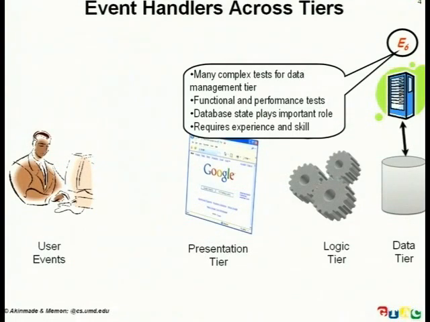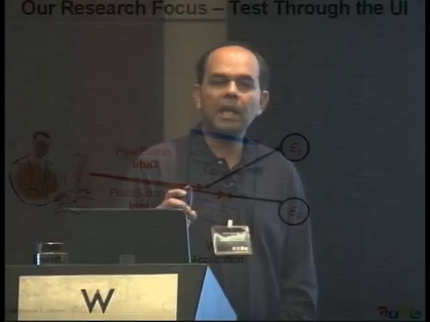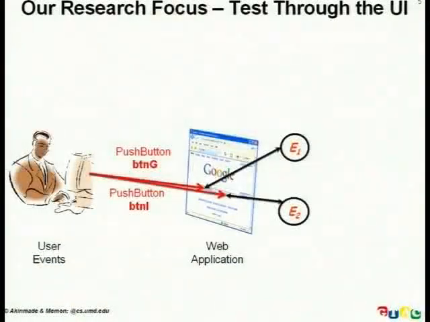For example, if you think about database testing, it's extremely complex. It requires a lot of expertise. We are actually not really concerned about all of these tiers. What we care about is to test through the UI. We're not saying that these other kinds of tests at the different tiers are unimportant. They're very important. But we would like to do automated testing through the UI. So it's a different kind of testing that we are focusing on here. And by doing this, we would like to avoid some kinds of errors.